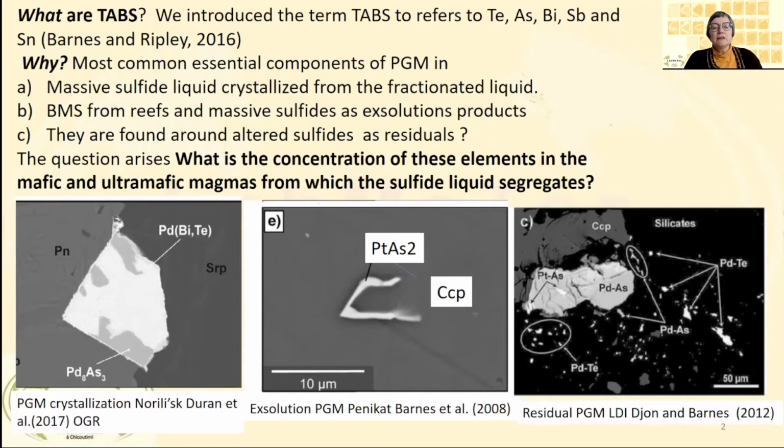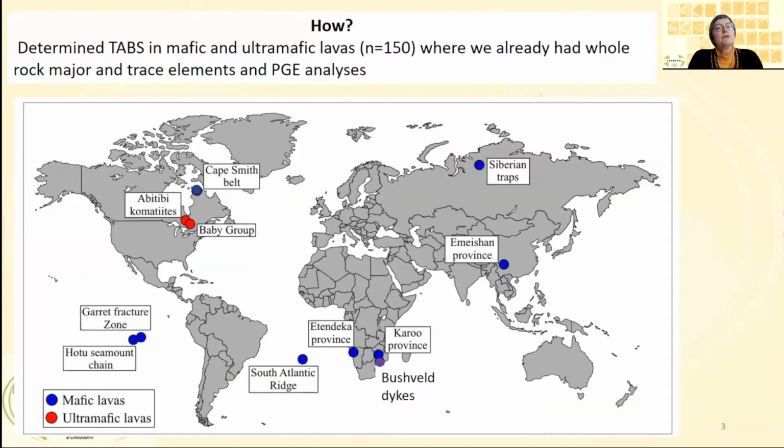But to better understand the geochemical cycle of the TeAsBiSb, we wanted to know what is the concentration of these elements in mafic and ultramafic magmas from which the sulfide liquid segregates. So how do we go about this? Well, we determined TeAsBiSb in mafic and ultramafic lavas where we already had a whole rock major, trace, and importantly, PGE analyses. And these are the various places we happen to have in our collection that would give us some rocks.